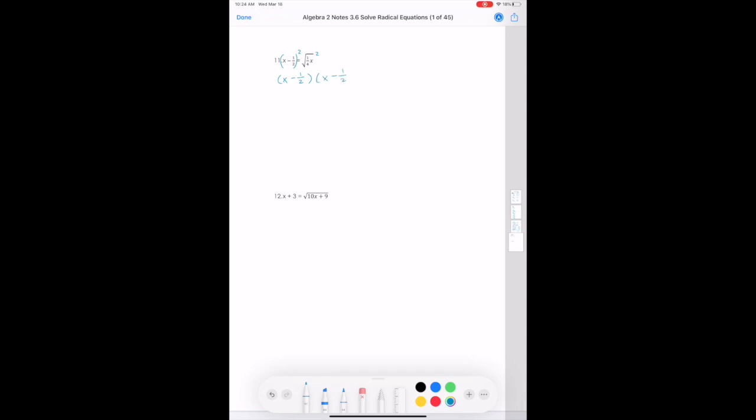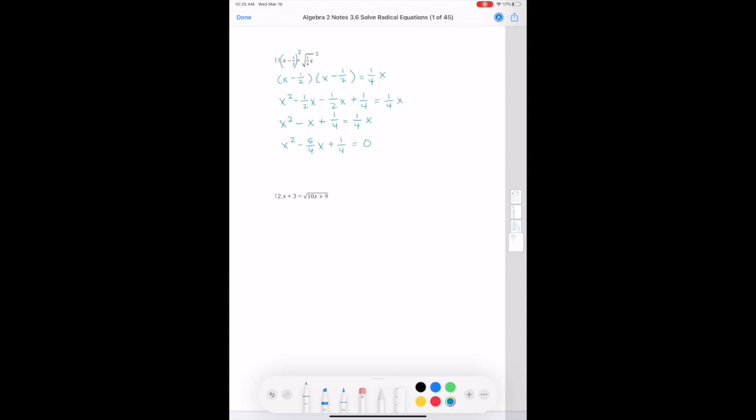We have x minus a half times x minus a half equals, square root goes away, so 1/4 x. First, x squared minus 1/2 x minus 1/2 x plus 1/4 equals 1/4 x. A negative a half and another negative 1/2 turns into -1. So I have x squared minus x plus 1/4 equals 1/4 x. Then I subtract the 1/4 x from both sides, and that results in a -5/4 x.